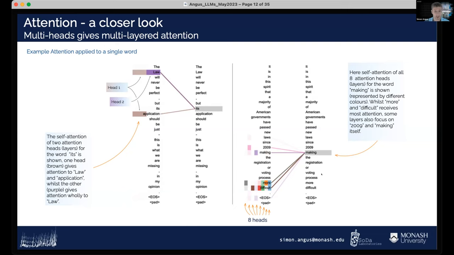Or over here on the right-hand side, the word "making" in this rich representation of the text. If we've got eight heads, there's quite a lot of attention being given to "more" and "difficult" and "2009", perhaps in "making", but some heads are also looking at "laws", "2009", "making", just reading down here, the full stop and the end of sequence. Okay, a special token to say, halt, we're done.